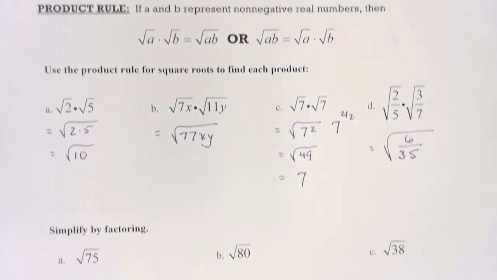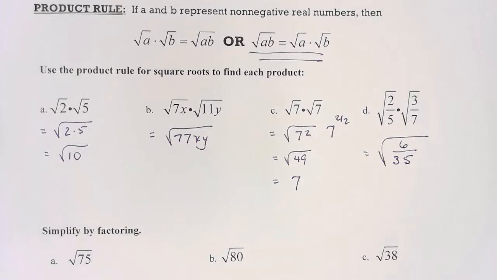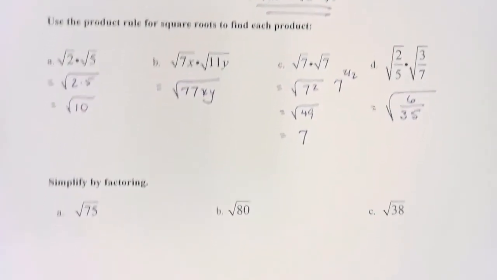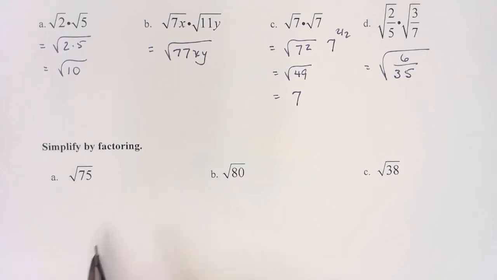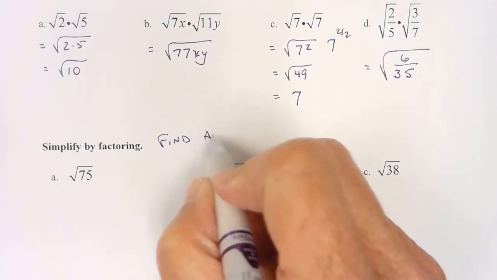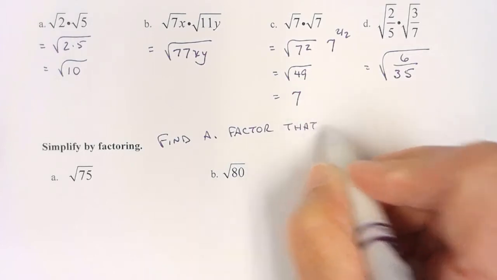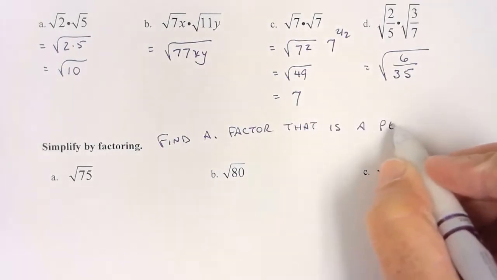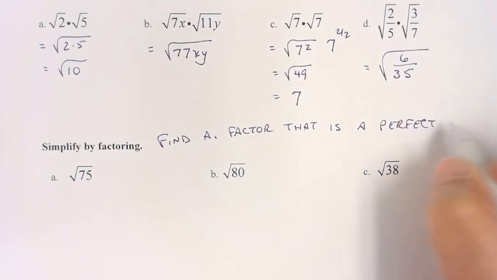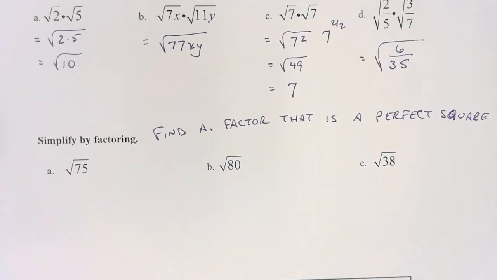Now, the next part, we've got to simplify by factoring. And this is where we're going to look at this end of the rule. So, down here, the key is to find a factor that is a perfect square. And this is why you really need to know your square roots, because it does help.